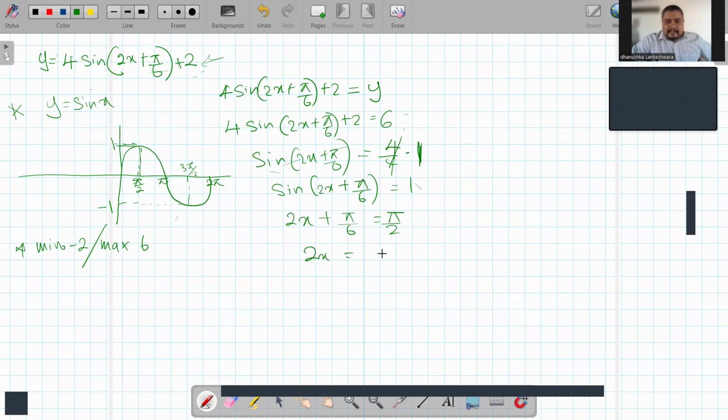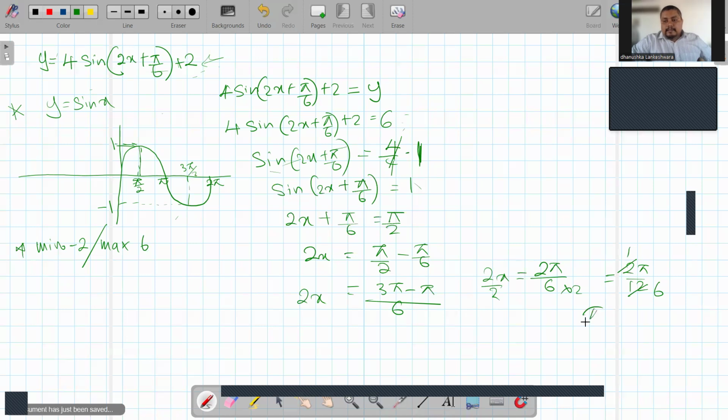So 2x equals pi over 2 minus pi over 6. So common factor 6, 3 pi minus pi equals 2x. Okay, 3 pi minus pi means 2 pi. 2 pi over 6 equals 2x. Divide by 2, right? It is 2 pi over 12, which means pi over 6, right? Pi over 6. So now starting point already calculated.